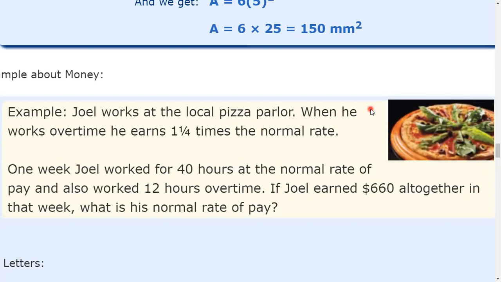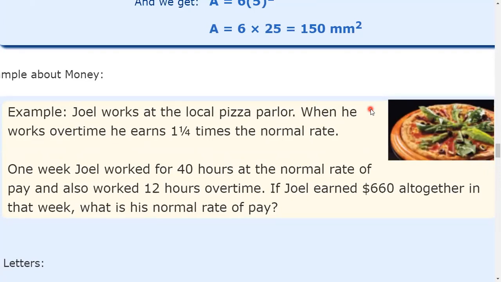When he works overtime, he earns 1 and 1/4 times the normal rate. One week, Joel worked for 40 hours at the normal rate of pay, and also worked 12 overtime hours. Joel earned $660 altogether. What is his normal rate of pay?